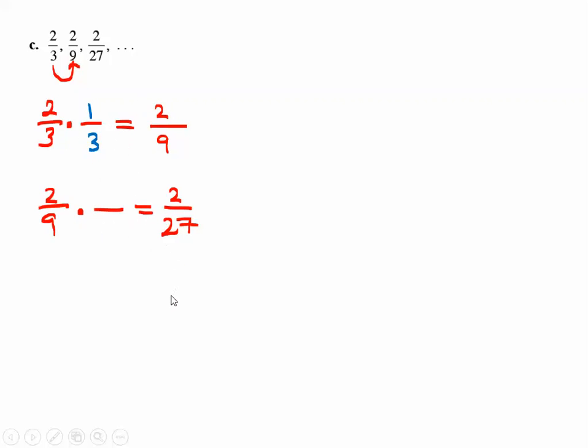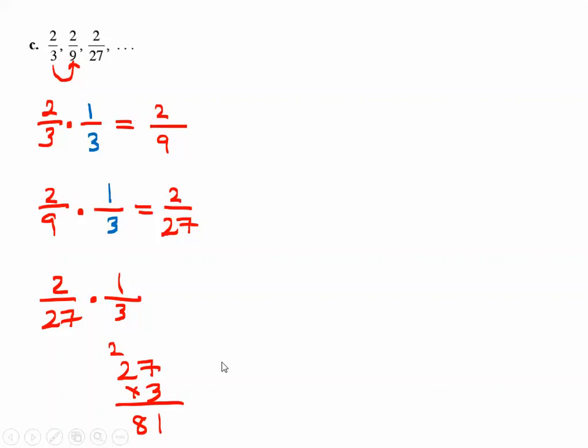Okay, so if that's the pattern, let's see if that holds up for the next one here. So 2/9 times 1/3 to give you 2/27. Yep, that works out. Therefore, to get the next term, we just have to multiply 2/27 times 1/3. And multiplying that out, you get an 81 here. So therefore, the final answer is 2/81. All right, 2/81.